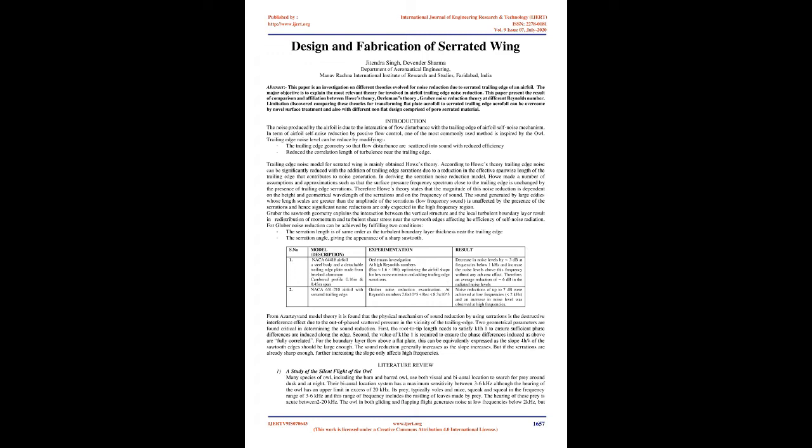Trailing edge noise model for serrated wing is mainly obtained from Howe theory. According to Howe theory, trailing edge noise can be significantly reduced with the addition of trailing edge serrations due to a reduction in the active spanwise length of the trailing edge that contributes to noise generation. In deriving the serration noise reduction model, Howe made a number of assumptions and approximations, such as that the surface pressure frequency spectrum close to the trailing edge is unchanged by the presence of trailing edge serrations. Therefore, Howe theory states that the magnitude of this noise reduction is dependent on the height and geometrical wavelength of the serrations and on the frequency of sound.